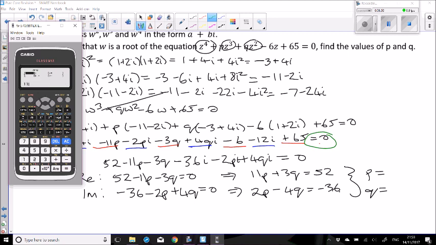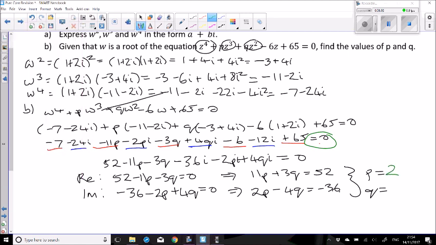Oops, put the numbers in. Okay, the question wants to find the values of p and q. So p is 2, q is 10. You could check that by putting them back into the equation and getting your calculator to solve the quartic.